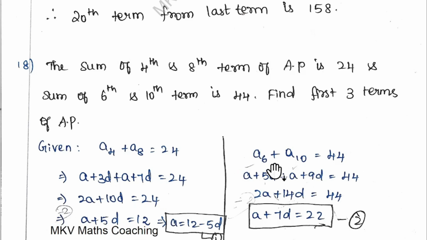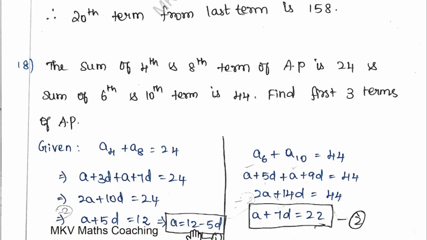So when you come to this statement, A6 plus A10 is 44 is given. So A plus 5D plus A plus 9D equal to 44, and A plus A is 2A, 5D plus 9D is 14D, which is equal to 44. Here also you divide it by 2. You are getting A plus 7D as 22. So can you see A plus 5D is 12, A plus 7D is 22. You can use the elimination method to get A and D values, or I have given here substitution method.